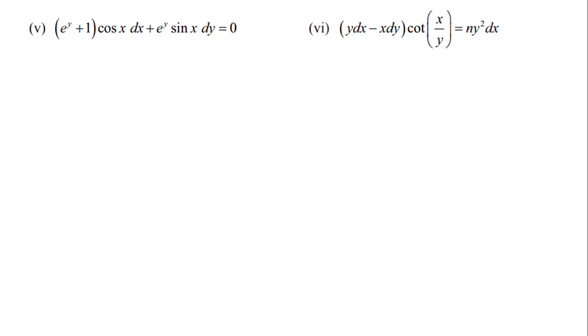Next, sixth subdivision. y dx minus x dy into cot x by y is equal to n y square dx. இந்த மாதிரி இருந்துச்சுன்னா நம்ம வந்து செப்பரேட் பண்ண முடியுமா அப்படின்னு கேட்டோம் அப்படின்னா cot x by y வந்துருச்சு. இந்த மாதிரி இருந்துச்சுன்னா we cannot integrate or separate the variables directly.